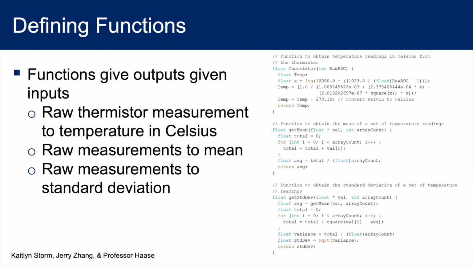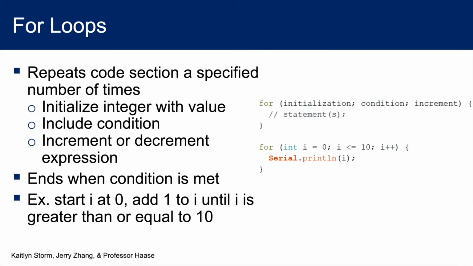Before we move on, let's explore how a for loop works. A for loop is a section of code that will repeat a specified number of times. We create these loops in the following format: creating an integer and assigning a value to start with, and specifying a condition to check, such as if the integer is less than a certain value. If this is true, then the loop will continue to run.